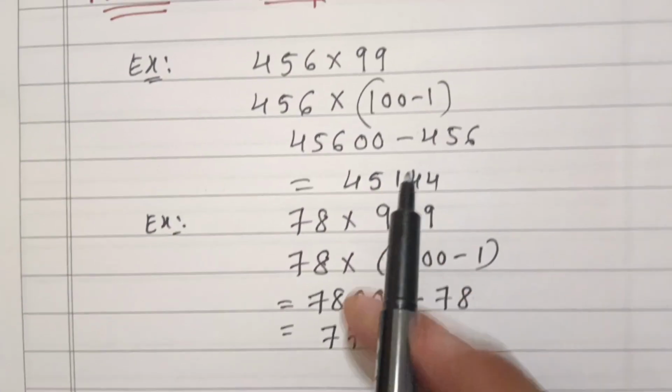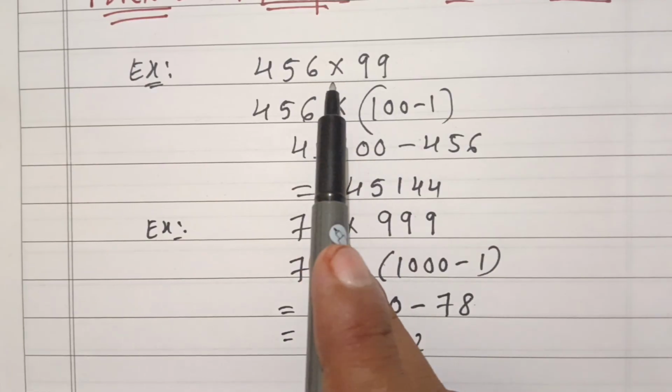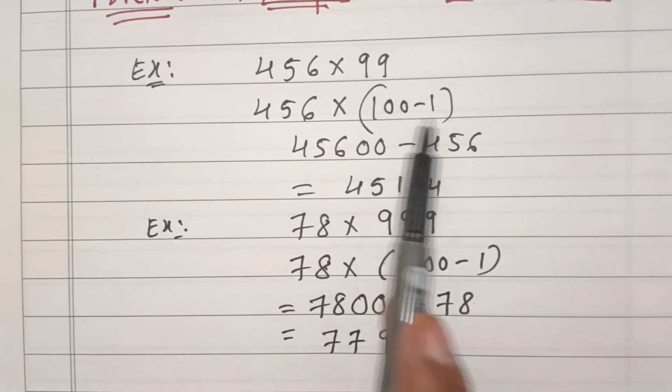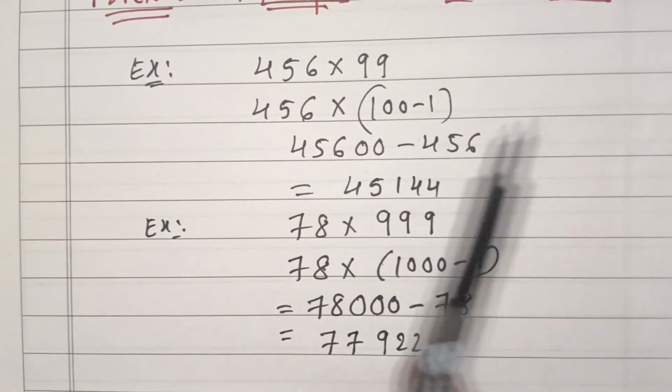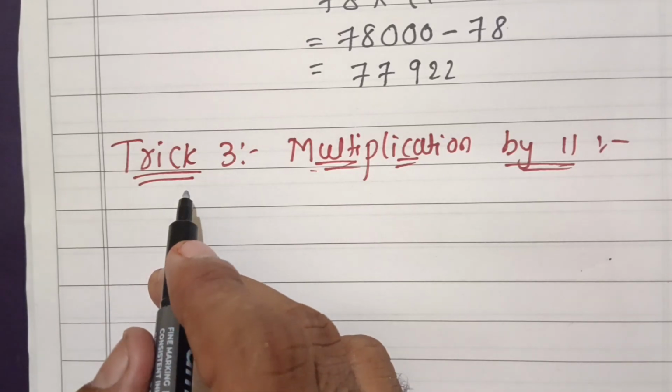77922. Instead of doing one multiplication again and again with each digit, then addition, we can simply use 99 as 100 minus 1, multiply, then 456, subtraction. We can solve it very fast.